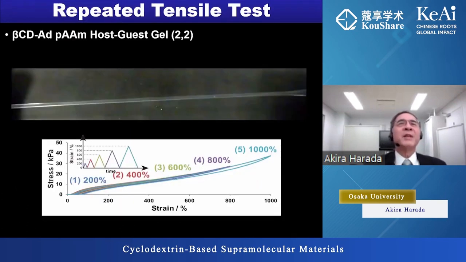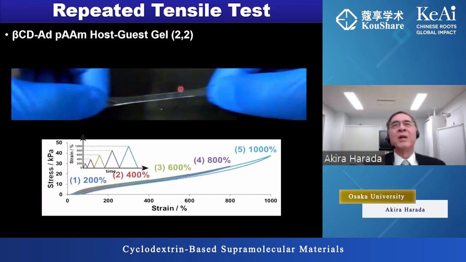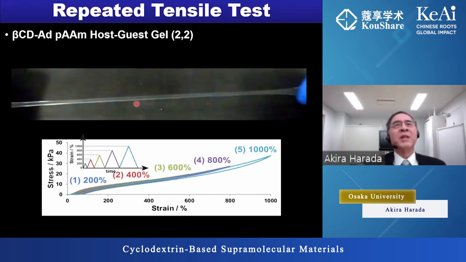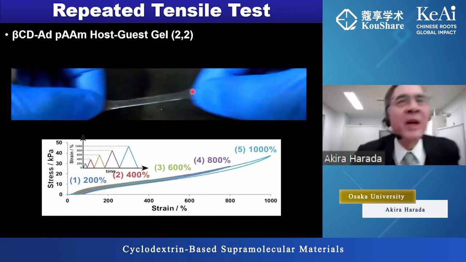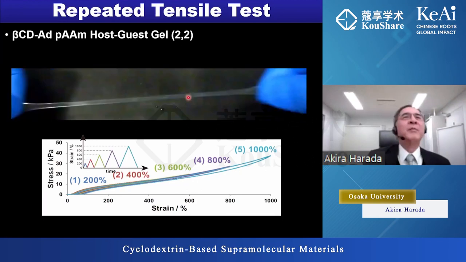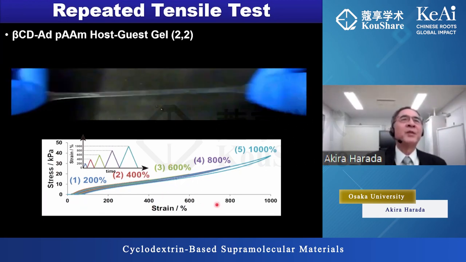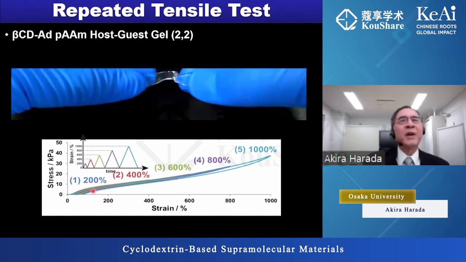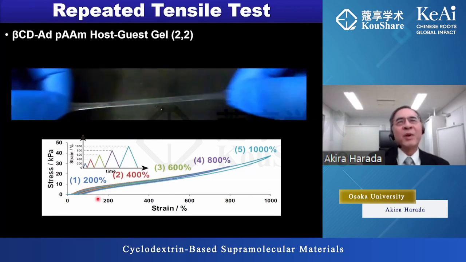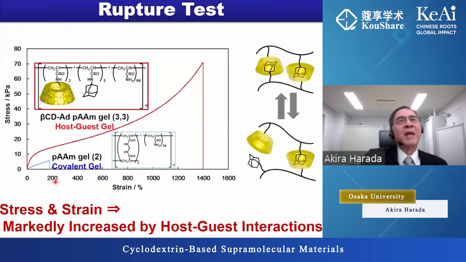When the cyclodextrin and guest content was increased to 2 mole percent here, a transparent clear gel was obtained. Interestingly, the gel can stretch and shrink reversibly many times. And this is a stress-strain curve. It seems there remains some strain here, but this strain disappears in a couple of hours. We don't know how or why.